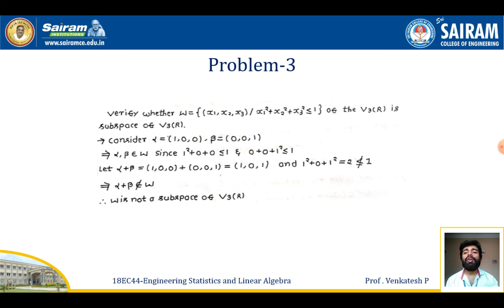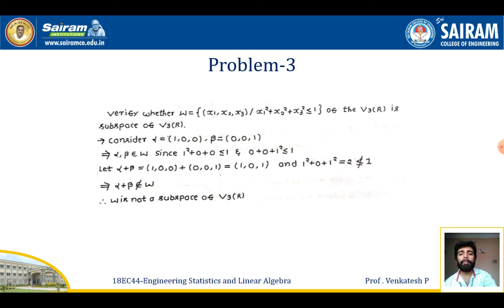One more example. Verify whether W = {(x1, x2, x3) : x1² + x2² + x3² ≤ 1} of the vector space V3(R) is a subspace of V3(R). Now I should show whether the given set W is a subspace with this condition. For this, I'm taking two vectors, alpha = (1, 0, 0) and beta = (0, 0, 1).